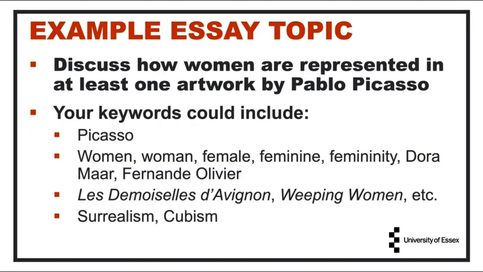If you are carrying out research for this essay topic, discuss how women are represented in at least one artwork by Picasso, then you could start with Picasso and women as keywords. However, you might also want to try searching for female, feminine, or even the names of individual women who you know Picasso portrayed in his art. In addition, you could try searching for the titles of specific artworks or artistic movements that you know Picasso was associated with to look at the wider context.